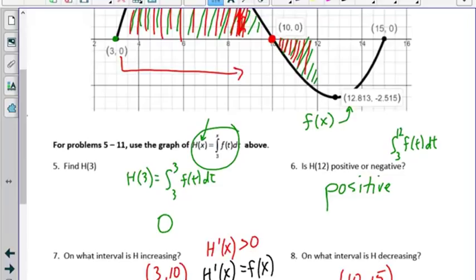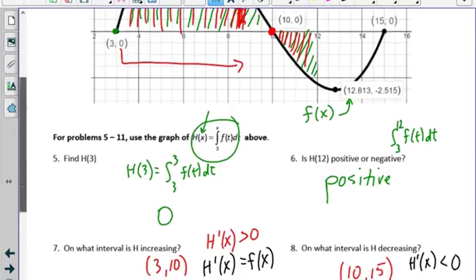So if we're looking at this, we know that h is increasing wherever it's above the axis, and we know that it's decreasing wherever it's below the axis. That would be where h prime, which is equal to f of x, is less than 0. So we could think about it from an area perspective, but we can also think about it from the fact that the fundamental theorem of calculus says that h prime is going to be equal to f, so all we have to do is look at where the graph is positive or negative.